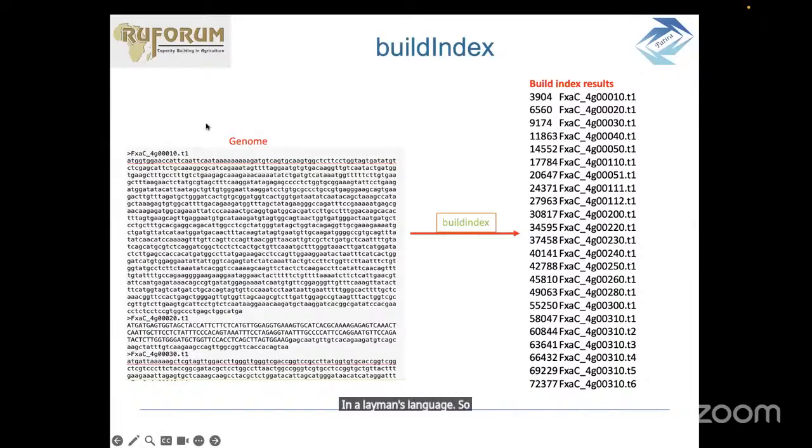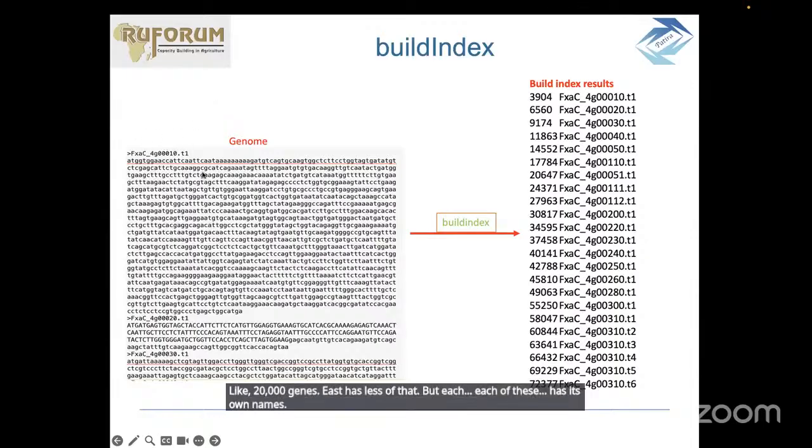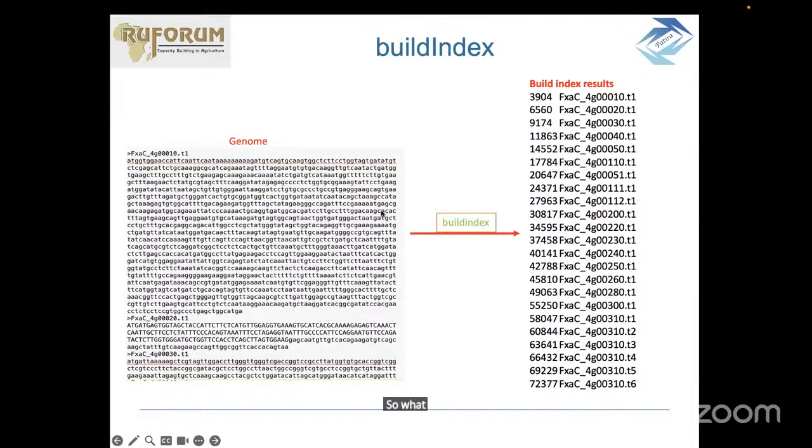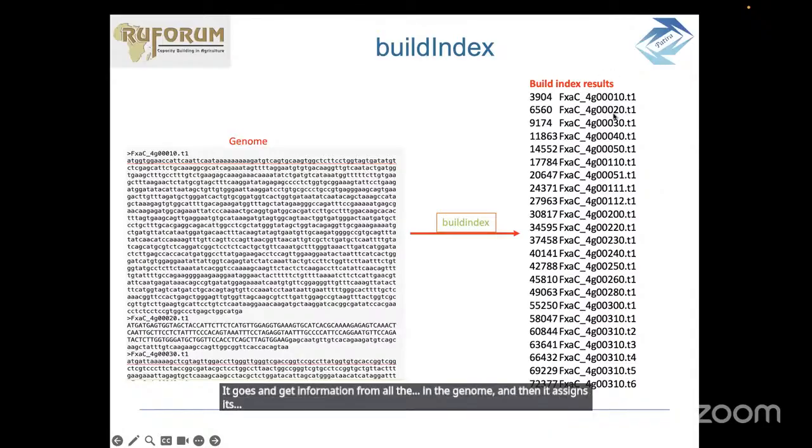So this is yeast genomes. The human genome has approximately 20,000 genes. Yeast has less of that. But each of these has its own names. So what this build index does, it goes and gets information from all in the genome, and then it assigns a number like this, okay?